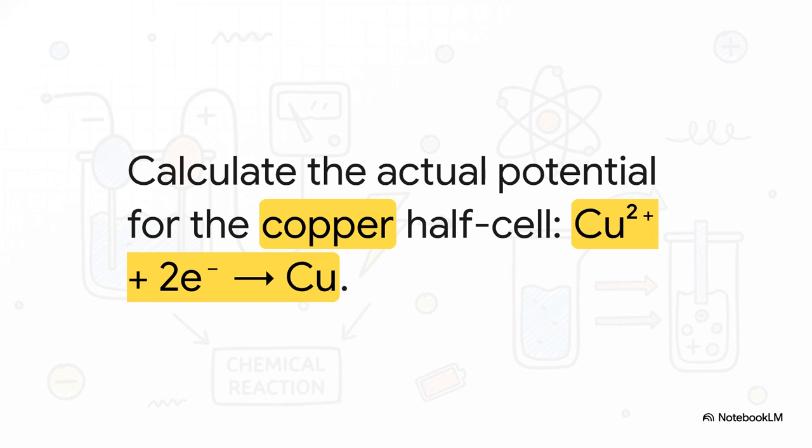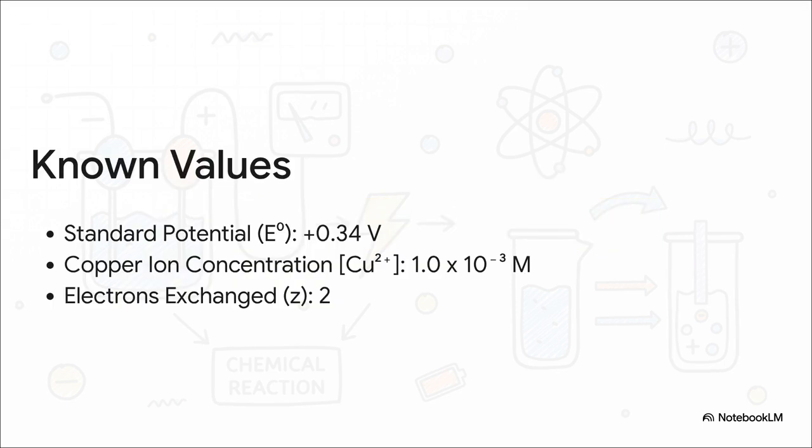And remember, we're not looking for its standard textbook potential. We want to know its actual potential, right now sitting in a solution with a very specific concentration of copper ions. Okay, so what do we know? Let's round up the usual suspects. From a standard reference table, we grab the E0 for copper, positive 0.34 volts. The problem tells us the concentration is a tiny 1 × 10⁻³ molar, and by looking at the reaction, we can see plain as day that 2 electrons are being exchanged. Perfect, we've got all the ingredients we need.